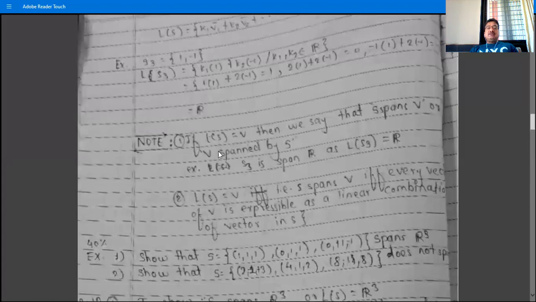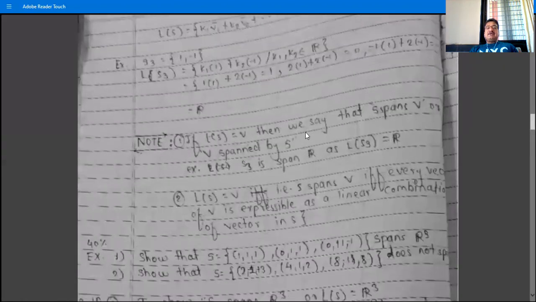So the note is this: if L(S) is V, so this L(S) is itself the vector space V, then we say that S spans V, or we say V is spanned by S. In all cases, L(S) is not necessarily equal to V. In some cases, if L(S) is equal to V, then in those cases we say S spans V, or V is spanned by S. So in this example, L(S) is R, and so we say S spans R as L(S) is equal to R.